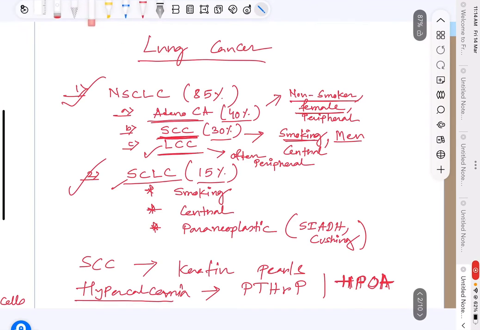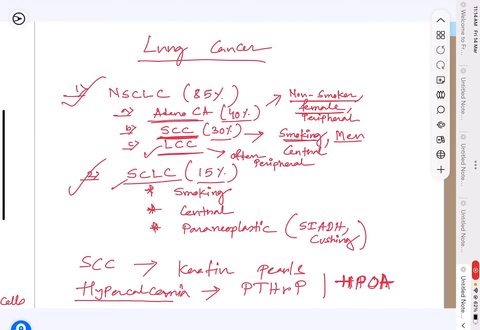Everyone. So the topic we are covering today is lung cancer. We have two broad headings of lung cancer: non-small cell lung cancer and small cell lung cancer (SCLC). Within NSCLC, that is non-small cell lung cancer, we have adenocarcinoma, the most common type, which is 40%, squamous cell cancer, and large cell cancer.